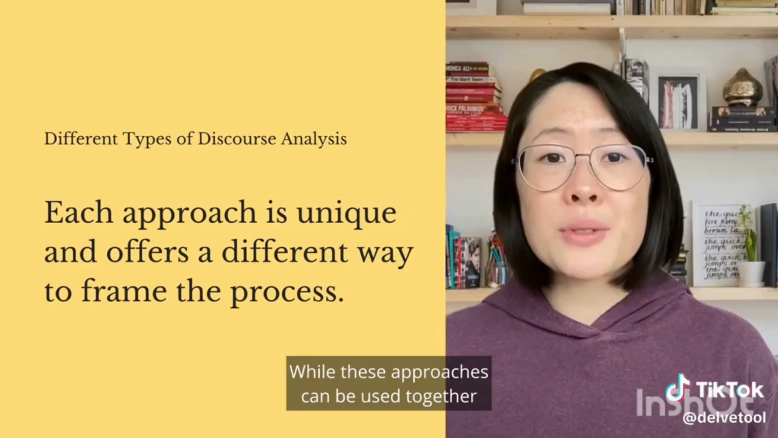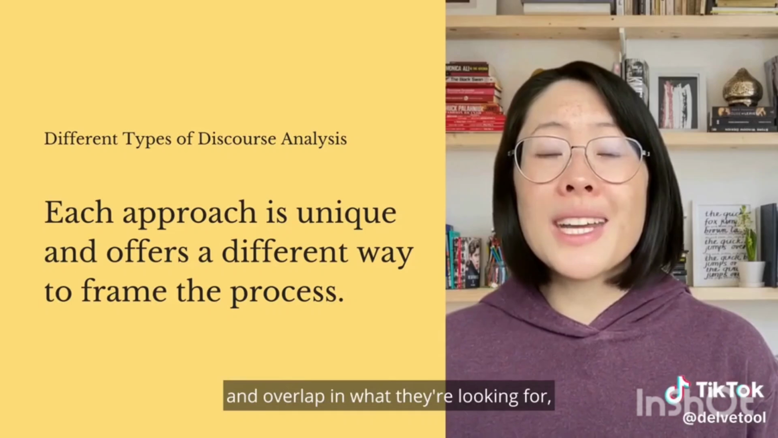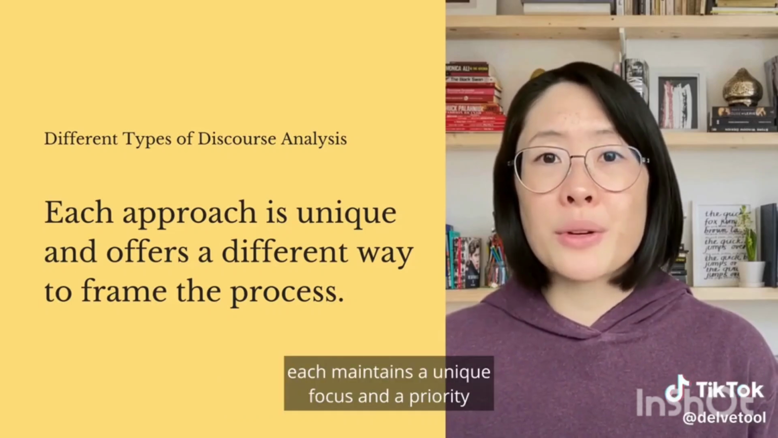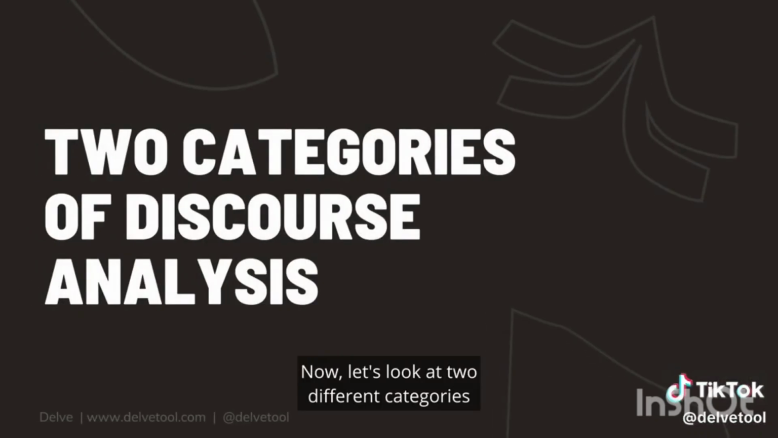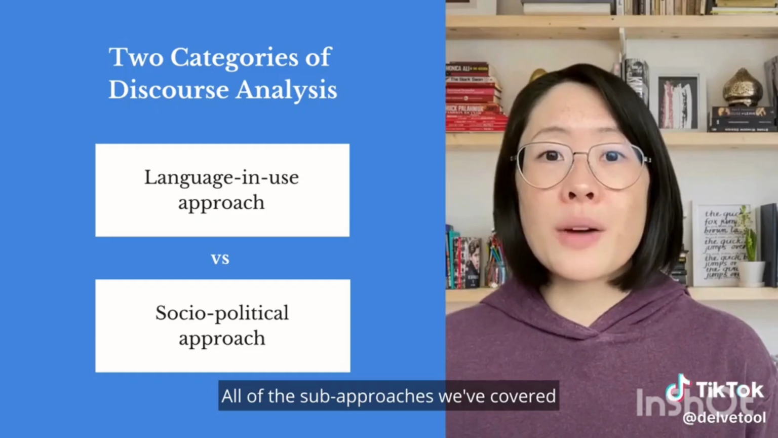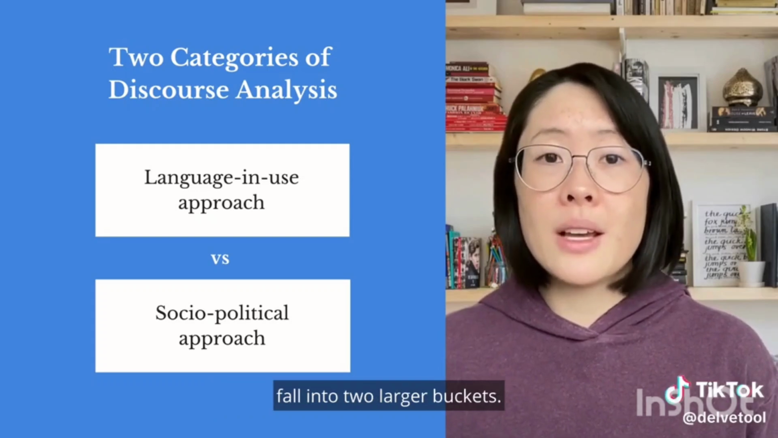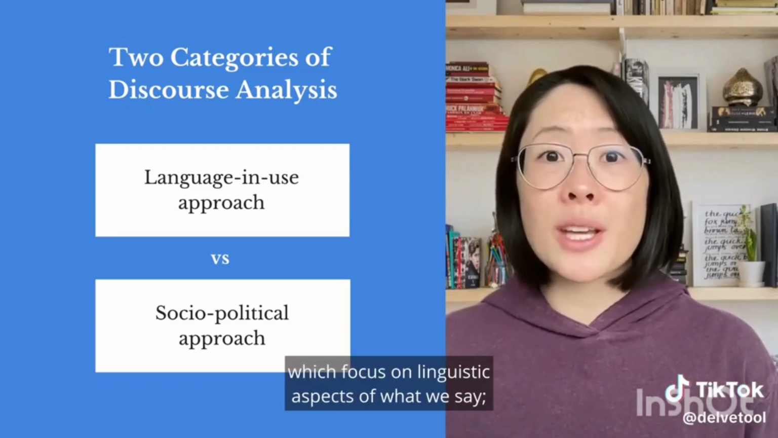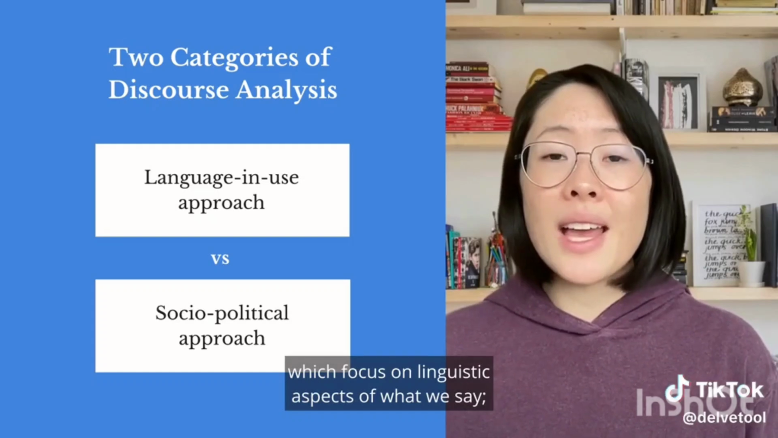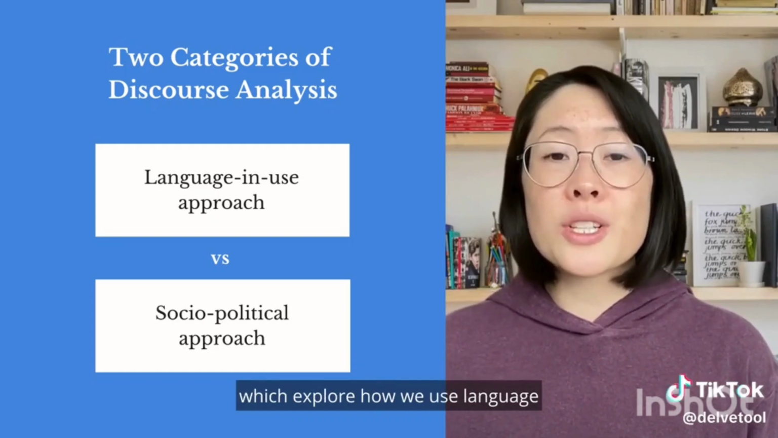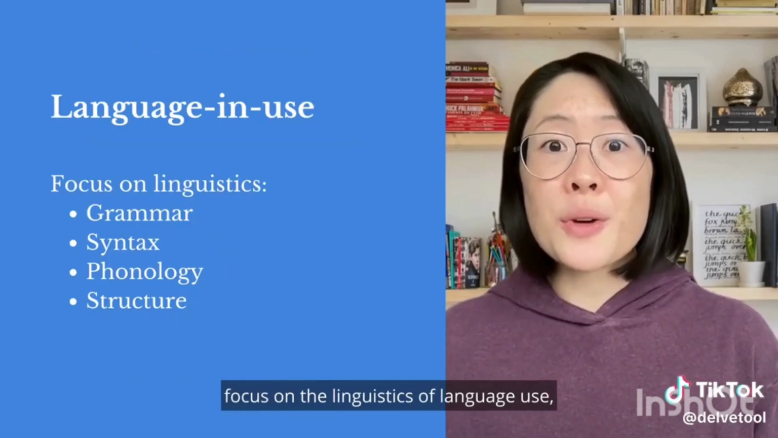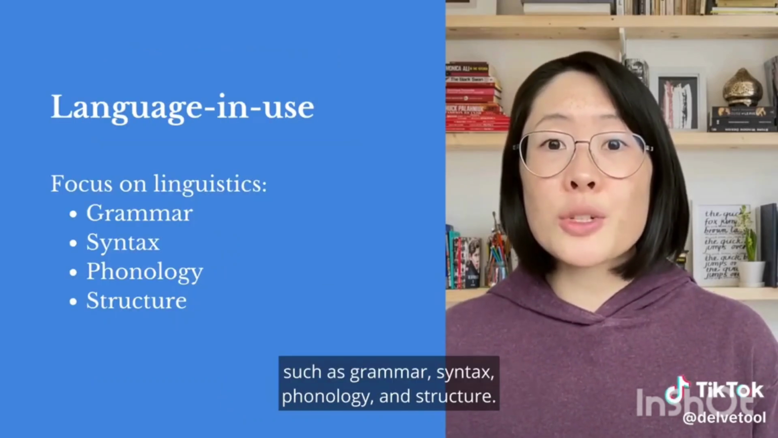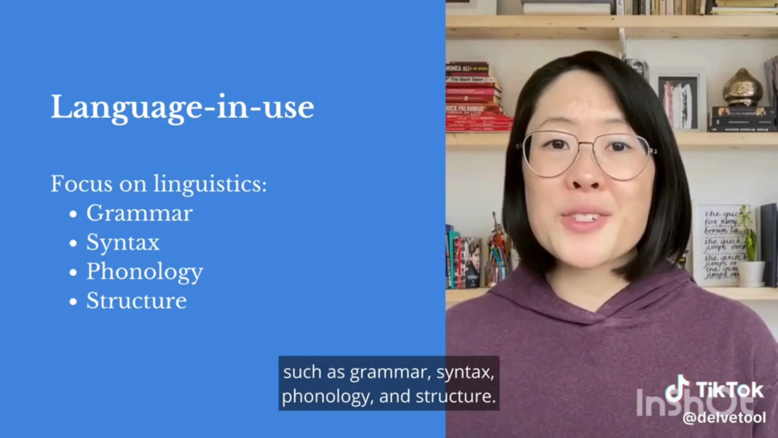While these approaches can be used together and overlap in what they're looking for, each maintains a unique focus and a priority that offers a different way to frame the process. Now let's look at two different categories of discourse analysis. All of the sub-approaches we've covered fall into two larger buckets: language and use approaches, which focus on linguistic aspects of what we say, and socio-political approaches, which explore how we use language to help us get around in the world. Language and use approaches focus on the linguistics of language use, such as grammar, syntax, phonology, and structure.